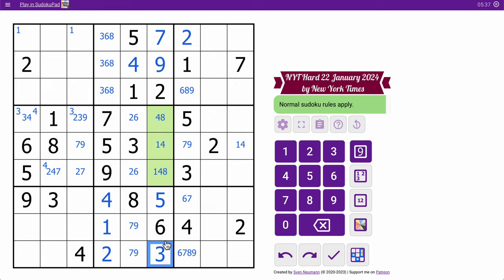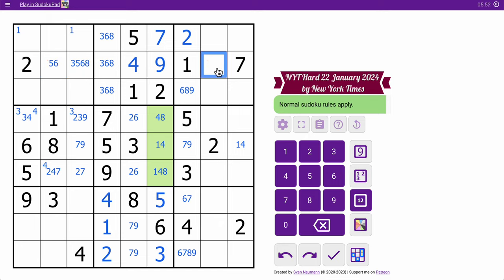And just like that, I got a third of the grid done. Now, one, two, four, seven, nine. I need three, five, six, and eight for row two. Can't do much with that, though.